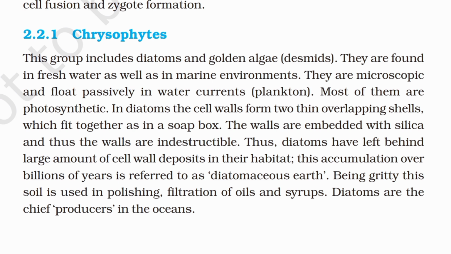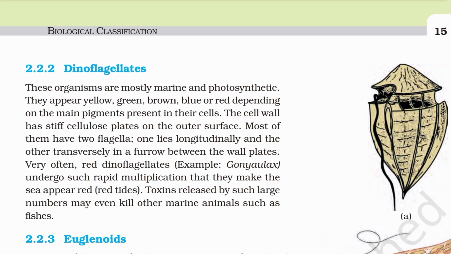Diatoms are chief producers in the oceans. Dinoflagellates are mostly marine and photosynthetic. They appear yellow, green, brown, blue, or red depending on the main pigments present in their cells. The cell wall has stiff cellulose plates on the outer surface. Most of them have two flagella. One lies longitudinally and the other transversely in a furrow between the wall plates.